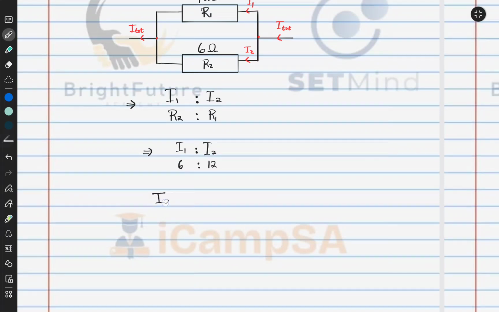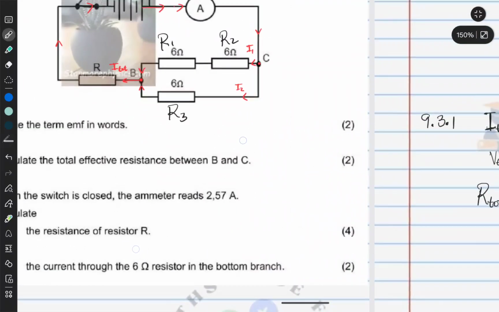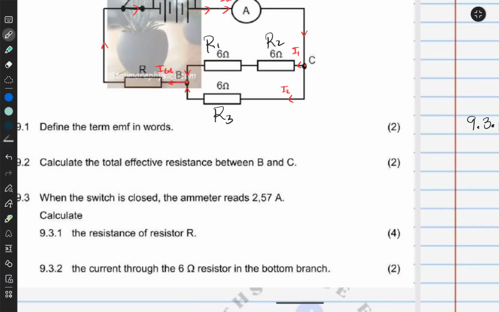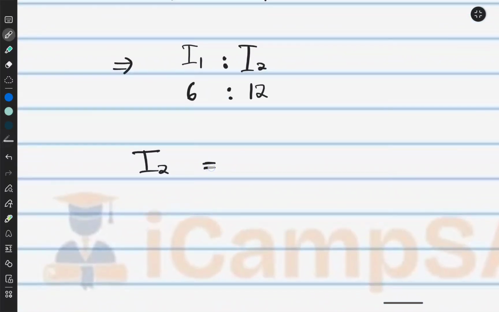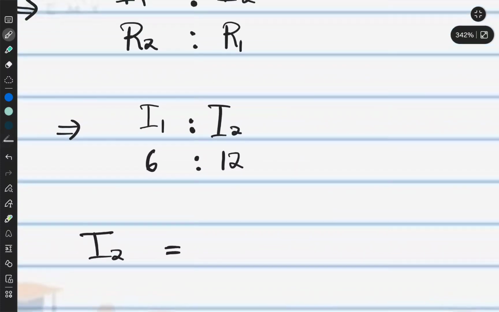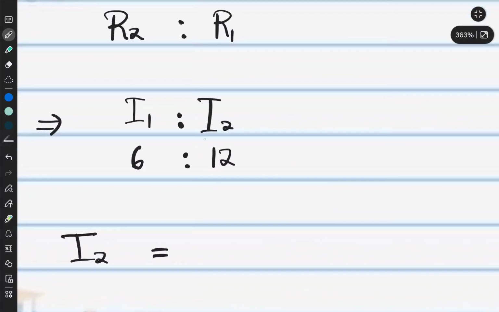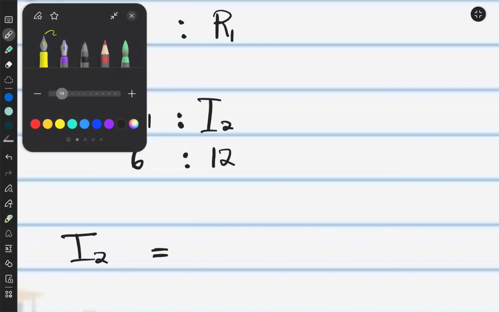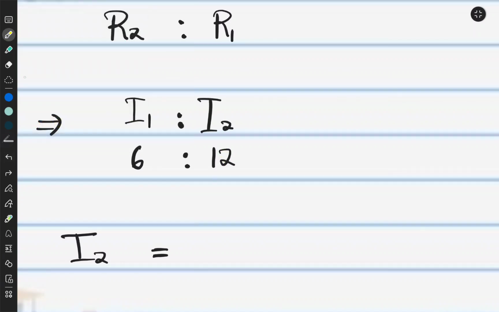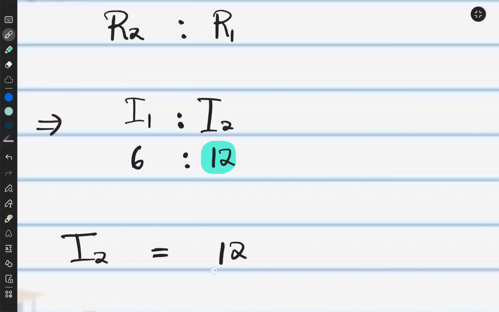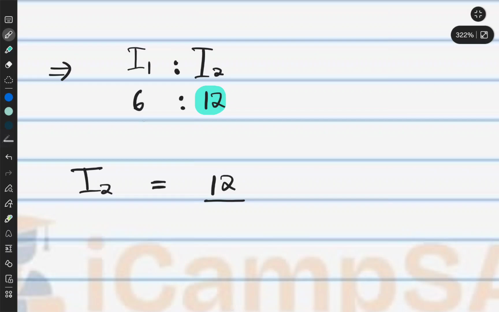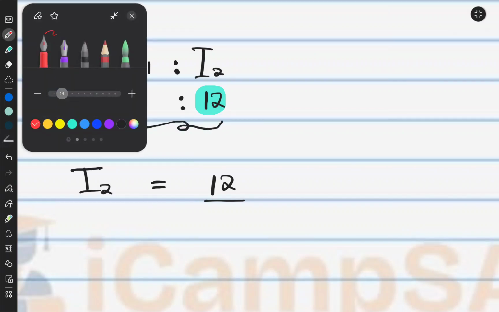I2, because they said the current passing through the 6 ohm, remember? Current passing through the 6 ohm in the bottom branch. So we can say I2 is, we take the number underneath that I2, which is 12. Take this 12 here. That 12, we take that number. So it's 12 over, we add these two, 6 plus 12, to get 18.